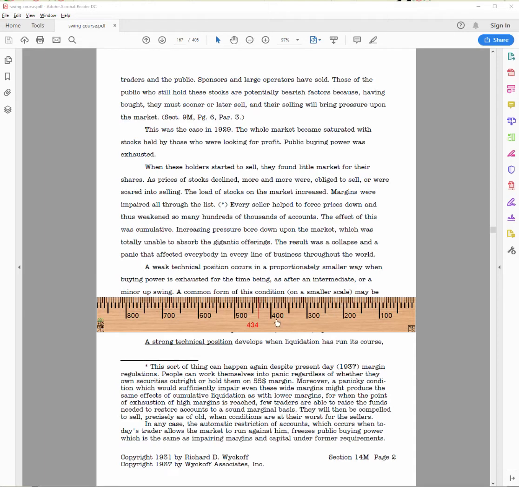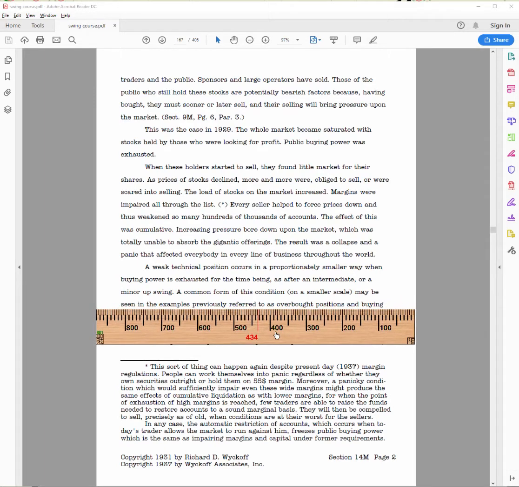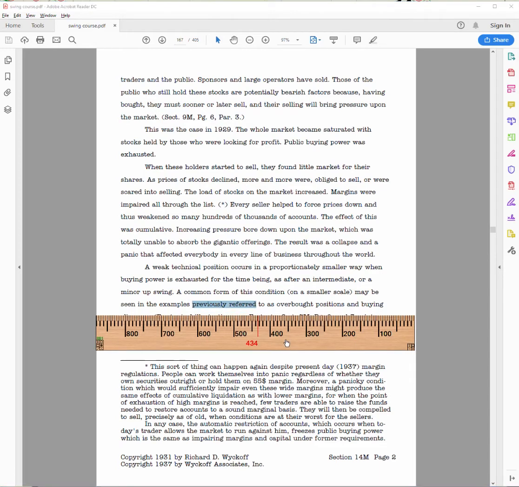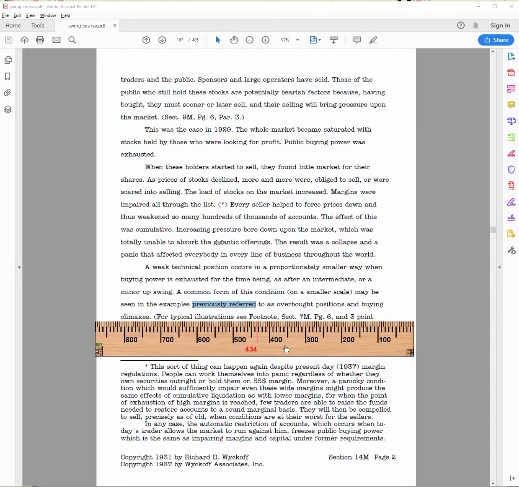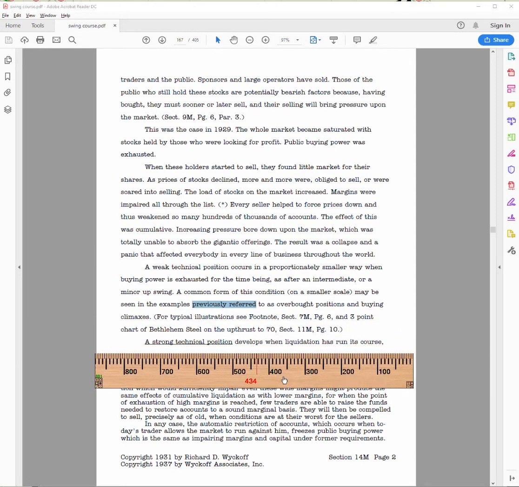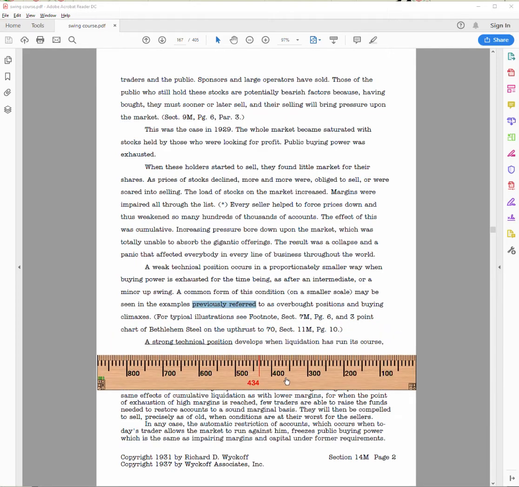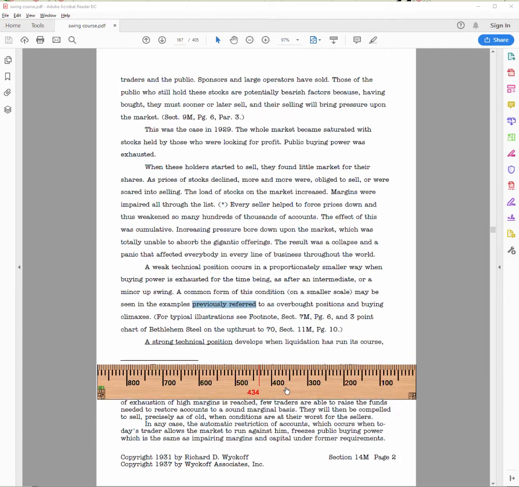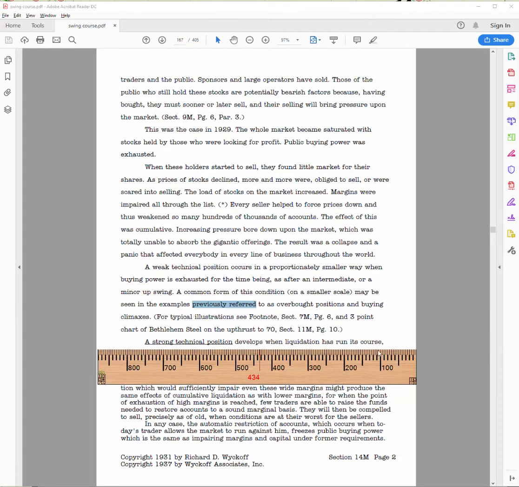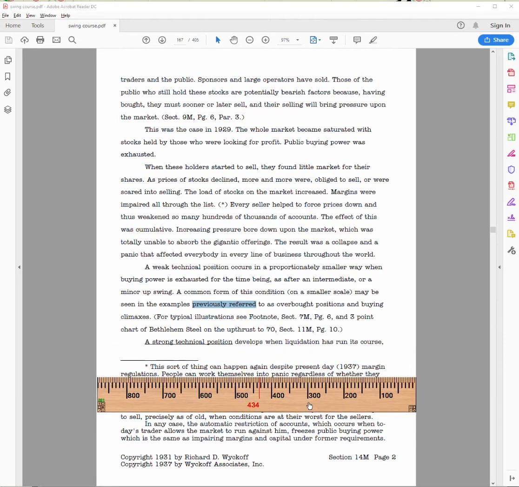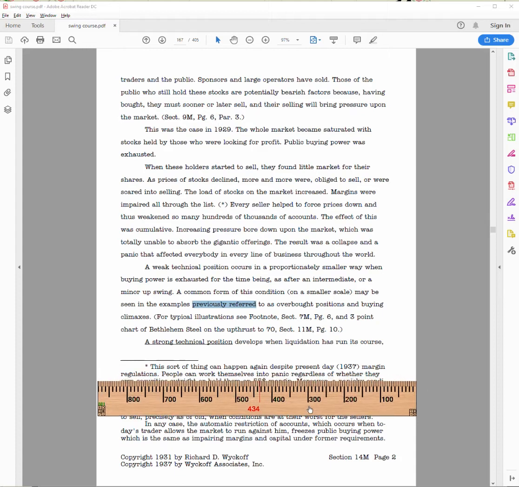A common form of this condition may be seen in examples previously referred to as overbought position and buying climaxes. A strong technical position develops when liquidation has run its course. When liquidation has run its course, okay? We'll go into that in a minute. This sort of thing happens again despite the present day.